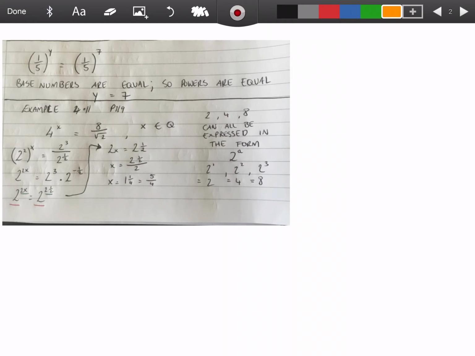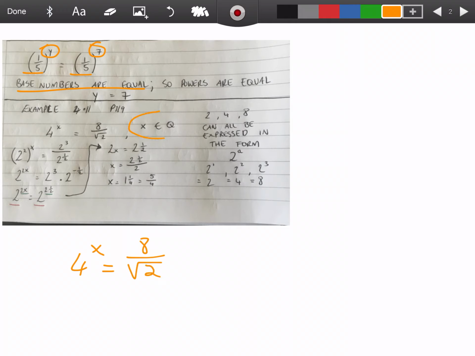So again, I've got another example here, this time with a fraction. 1 over 5, 1 over 5, the base numbers are the same, so then I can say that my powers are the same or equal to. Alright, so the example that I've taken here is from the textbook. I've got 4 to the power of x is equal to 8 over the square root of 2. And I want to find out what x is.